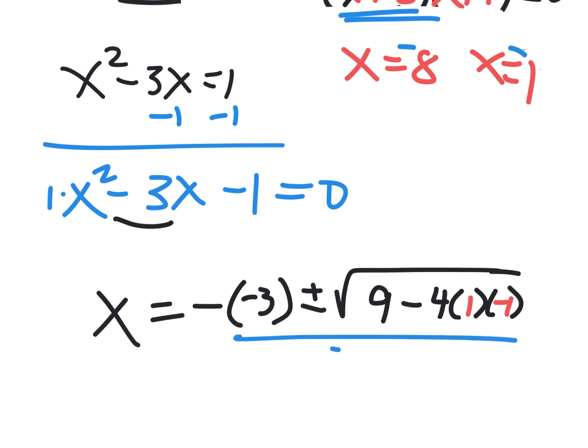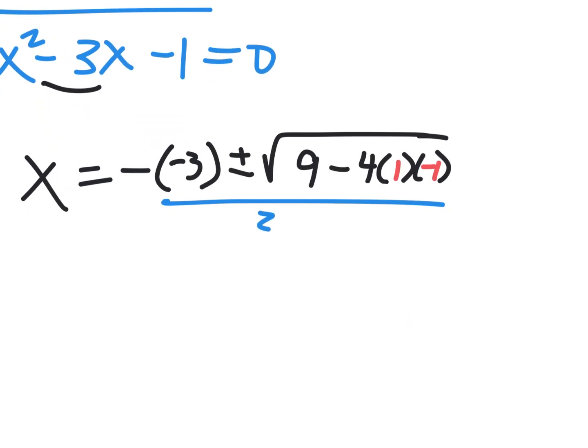2 times a, which is 1, is 2. Nobody messes up that. Well, occasionally there's a kid who screws up and forgets that that's positive 3, but it's always under the root where people mess up. So 9 plus 4.